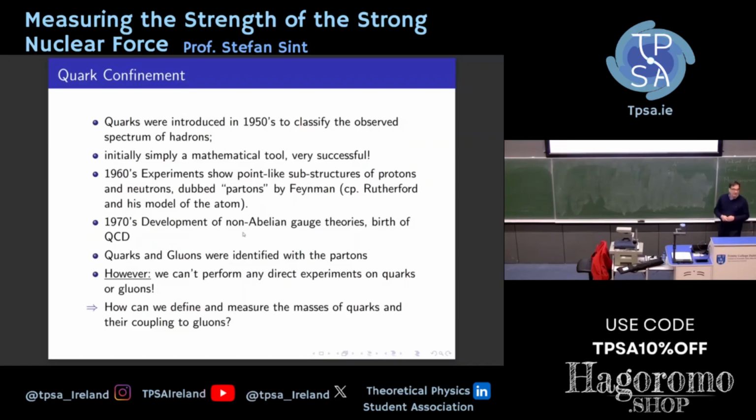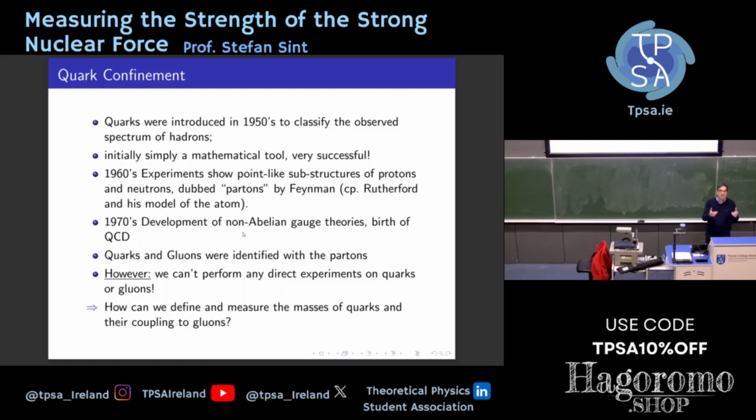Basically the same way that the periodic system of elements provided order to the different elements and atoms by having them classified by their electronic shell structure, in a very similar way, you can classify the bound states of quarks.